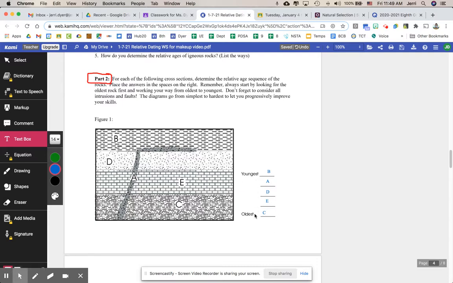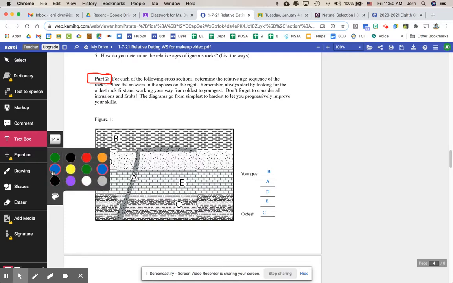Here is what you should have gotten. You may or may not have this as your answer. If you do not have it as your answer, then go ahead and go back through and correct it. You may also have the question of, well, why is B younger than A? Isn't A in part of B? No, not really. B formed over top of A.